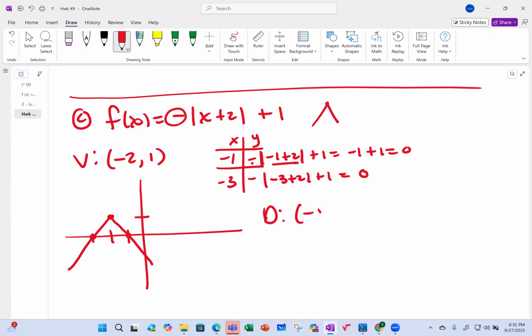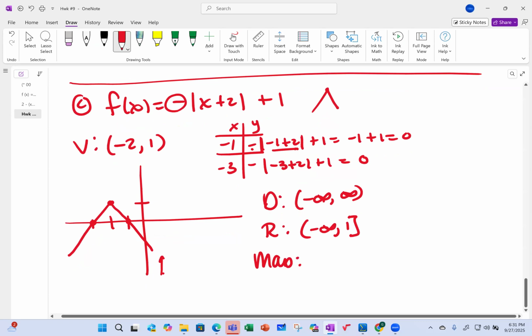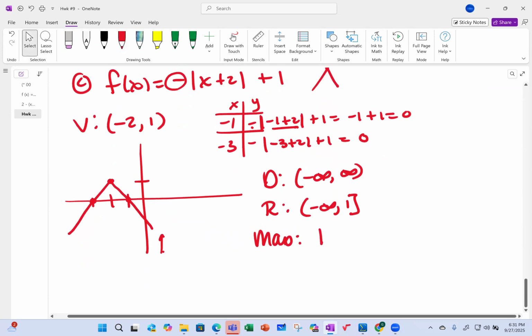The domain, again, is all reals, or negative infinity to infinity. But the range, it's incorrect to say from 1 to negative infinity. Numbers in math are expressed on an interval from low to high. So it starts at the bottom of negative infinity, and it goes up to a y value of 1. The maximum value is indeed 1. It's the highest y value the graph achieves.